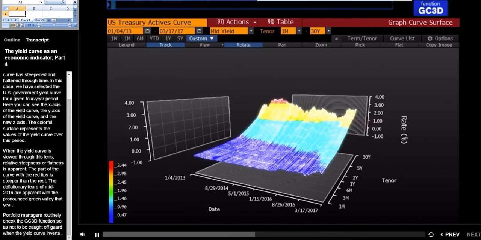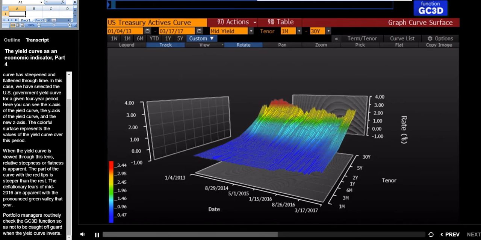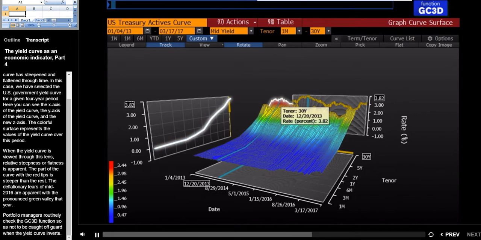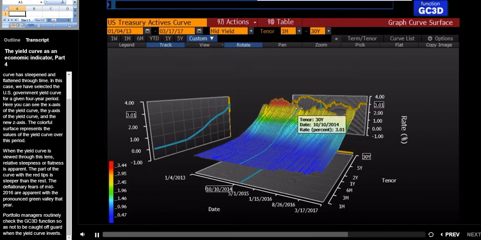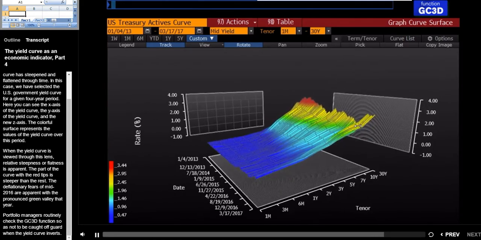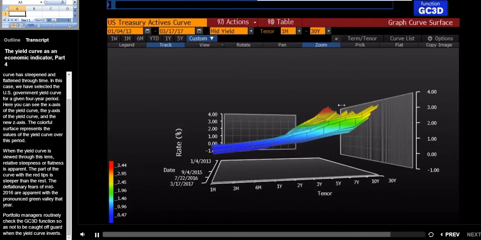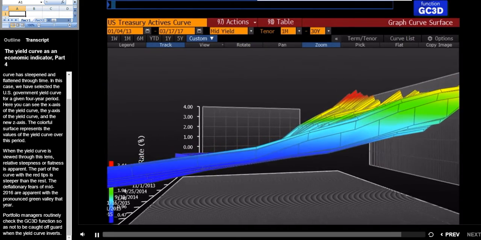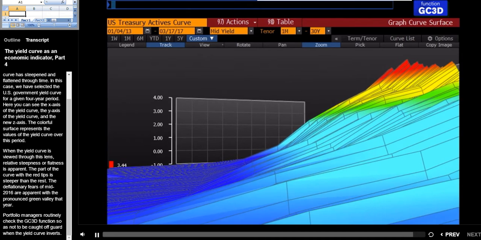The colorful surface represents the values of the yield curve over this period. When the yield curve is viewed through this lens, relative steepness or flatness is apparent. The part of the curve with the red tips is steeper than the rest. The deflationary fears of mid-2016 are apparent with the pronounced green valley that year. Portfolio managers routinely check the GC3D function so as not to be caught off guard when the yield curve inverts.